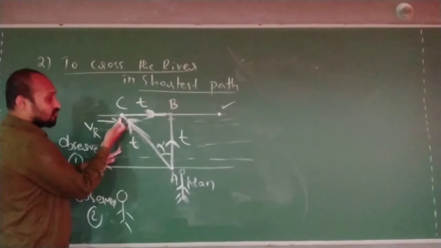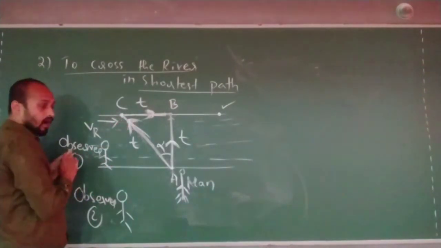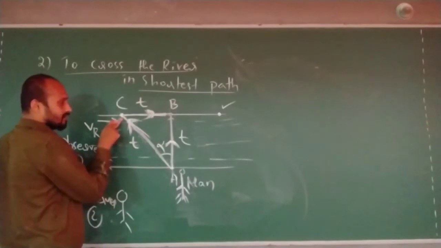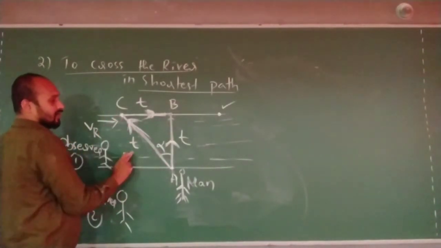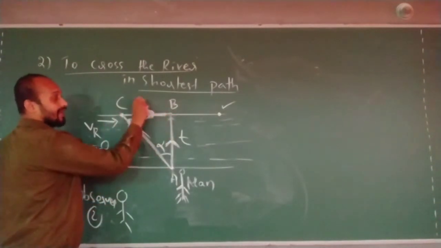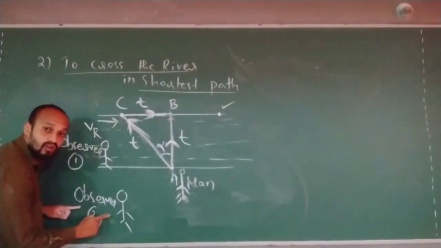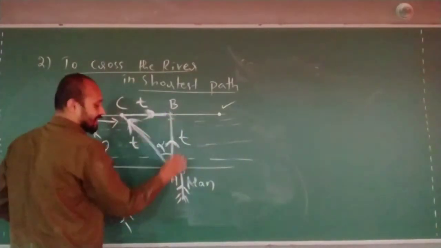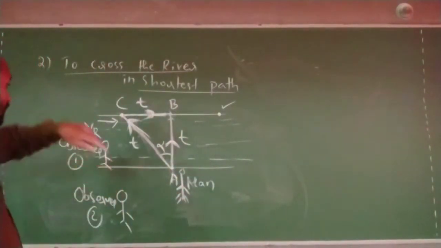He is making a displacement like this. With respect to river means observer 1. Observer 1, he will travel like this. When he is traveling like this in time t, the river will push him from point C to B in time t only. Such that with respect to ground, for observer 2, he will be looking like traveling from point A to B. Correct now?